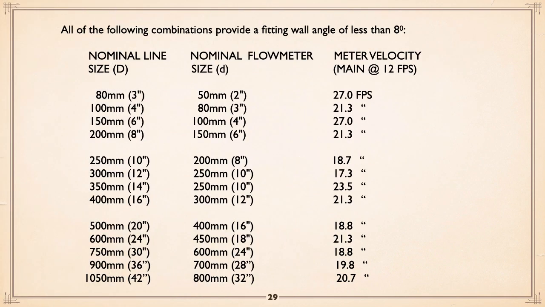Now, here are the combinations, and they all work fine. They give you less than the 8 degrees that you have to have. So if you've got a 3-inch line size, use a 2-inch flow meter, and at 12 feet per second in the main line, the throat velocity will be 27 feet per second, still within what they're capable of, 32. And you can see the size go down. Let's pick a 20-inch line. Use a 16-inch meter, that's 2 sizes down. At 12 feet per second in the line, it's 18.8 through the meter. And again, those higher velocities through the meter mean they can go down to lower flows accurately.